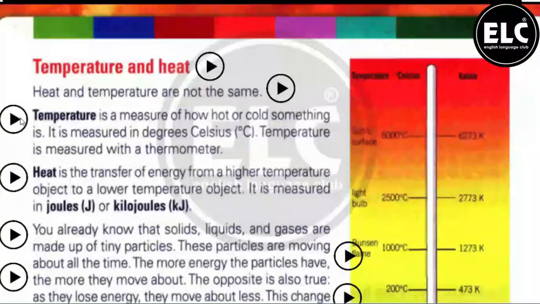Temperature is a measure of how hot or cold something is. It is measured in degrees Celsius. Temperature is measured with a thermometer. Heat is the transfer of energy from a higher temperature object to a lower temperature object. It is measured in joules, J, or kilojoules, kJ.